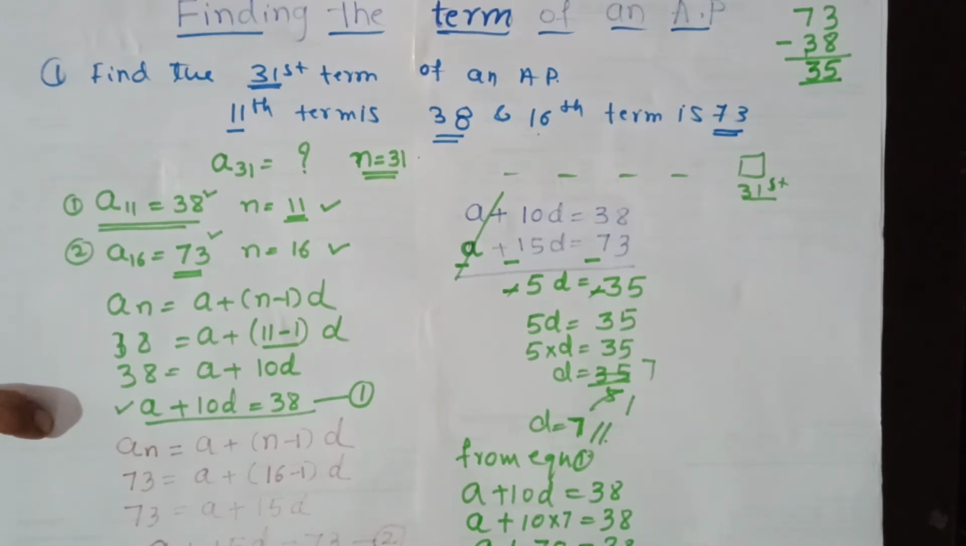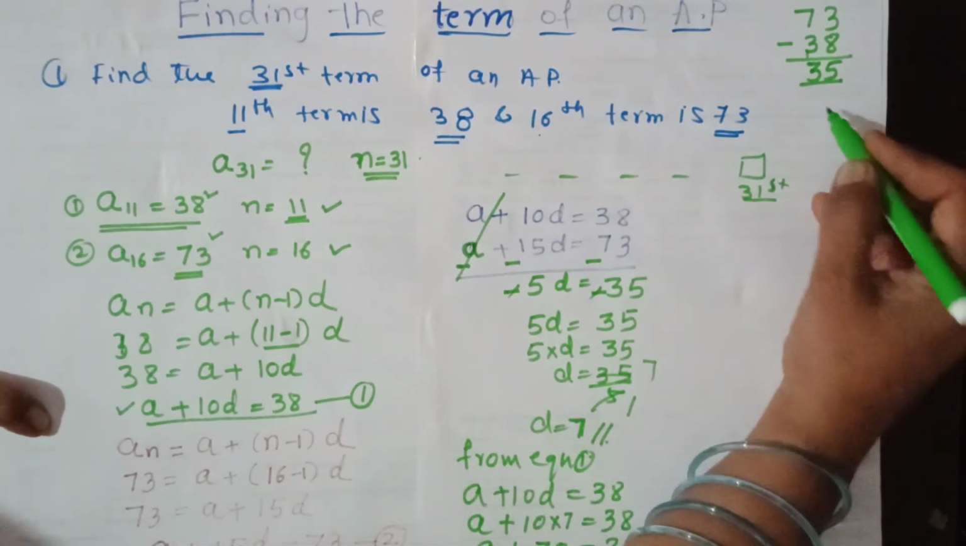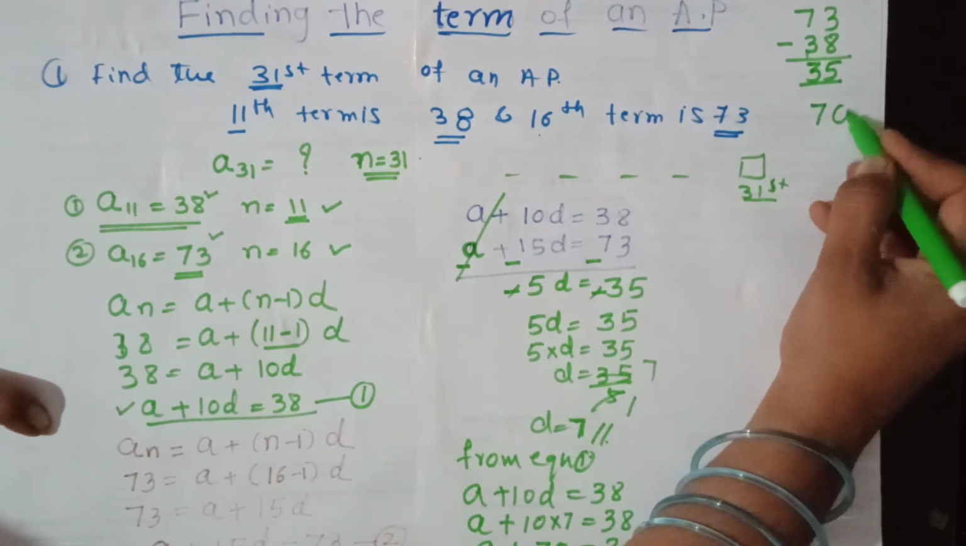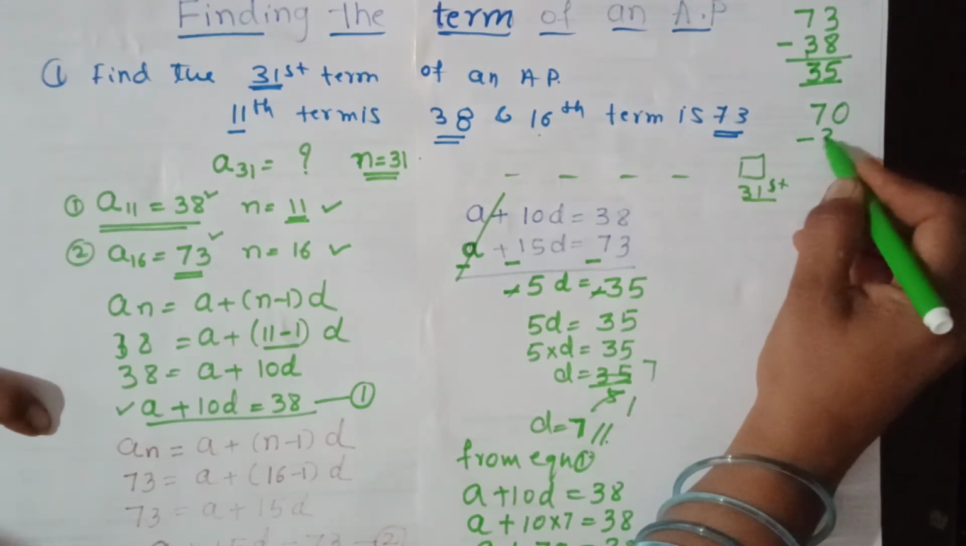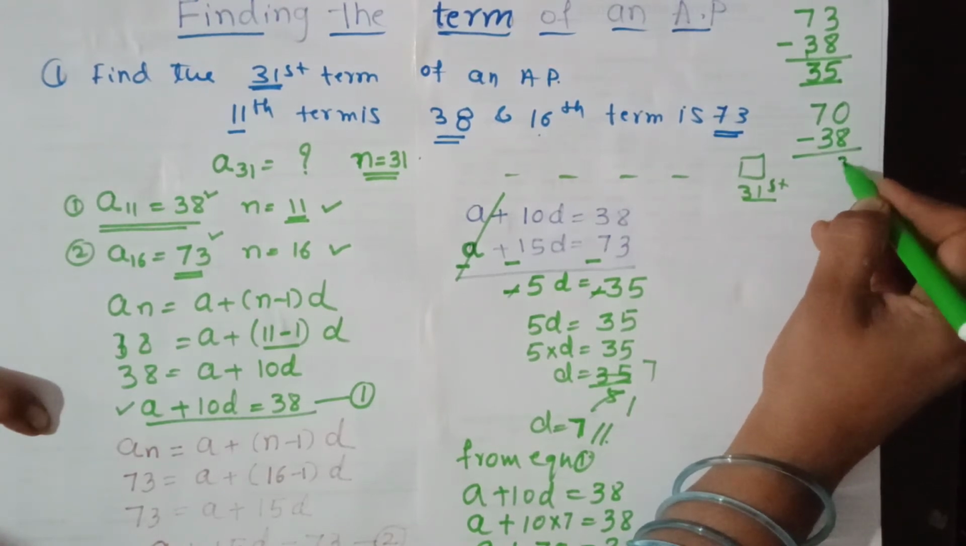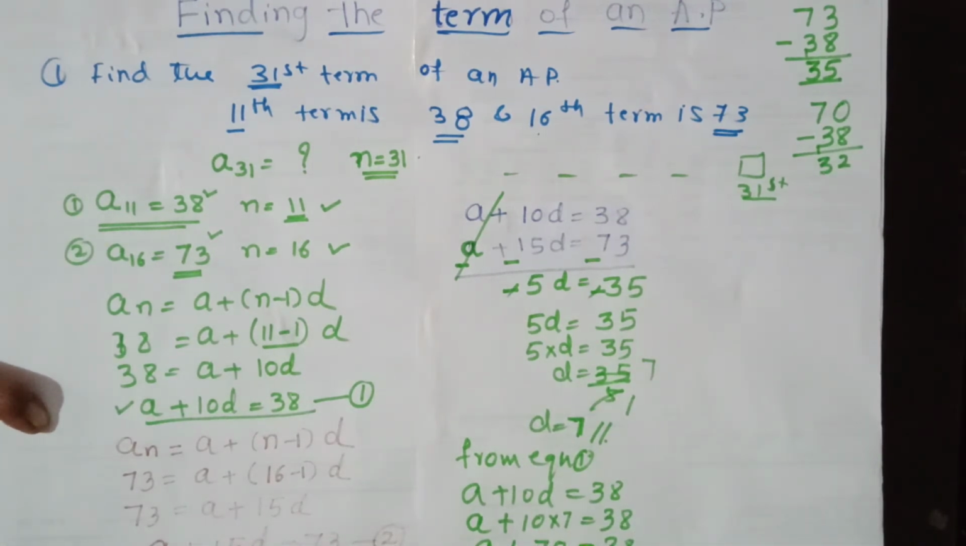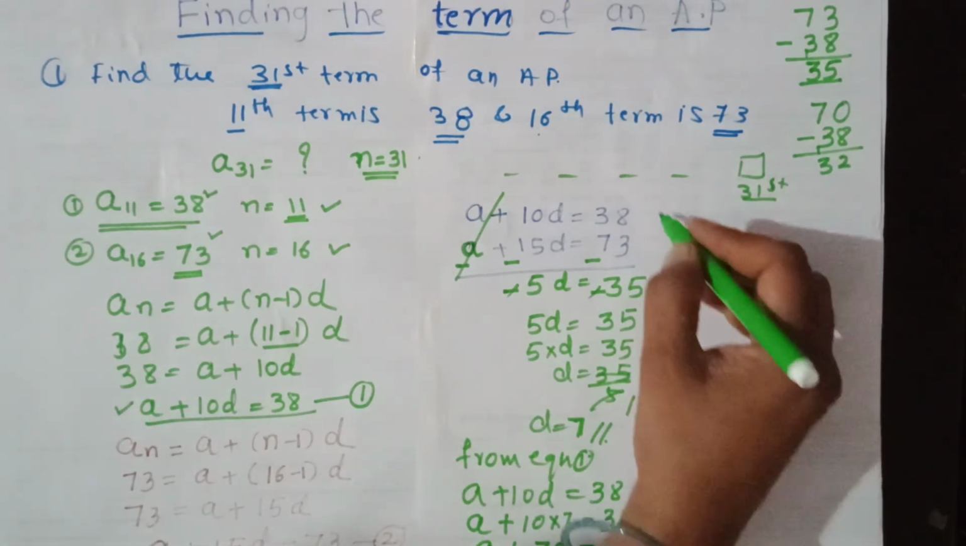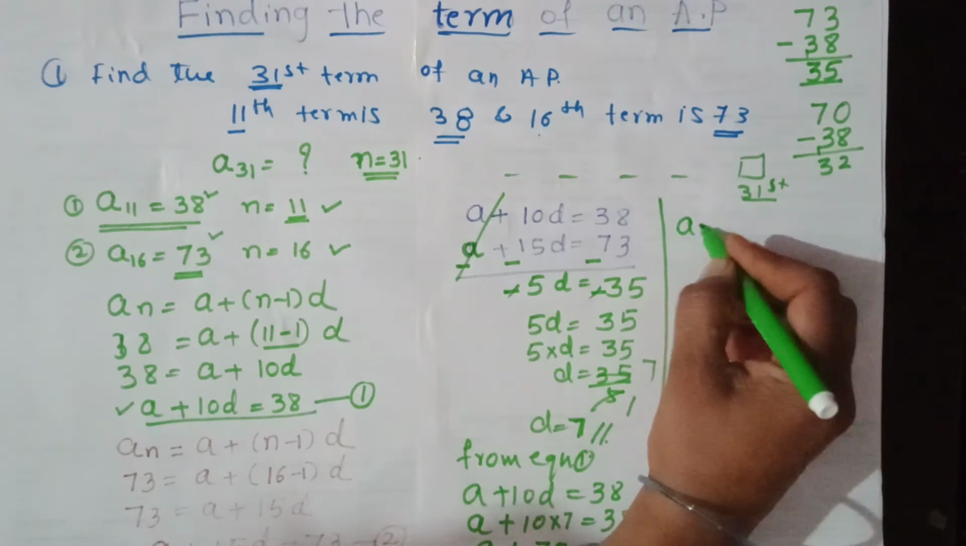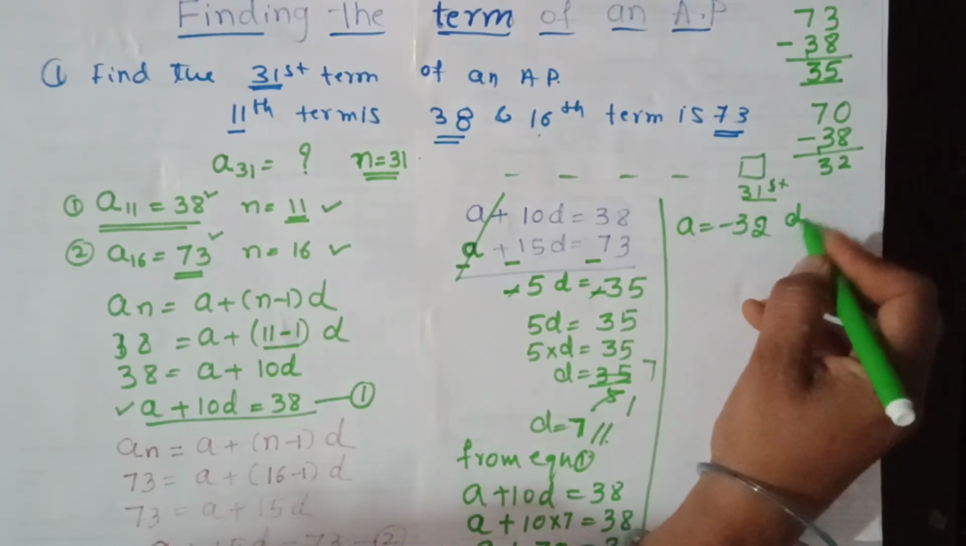Then a is equal to 38 minus 70. Now we cannot subtract 70 from 38 directly. How to subtract and add positive and negative numbers, I have explained in my first video. You can refer to that. 70 minus 38 will do. 10 minus 8 is 2, and 7 minus 4 is 3, so the subtraction is 32. What is the sign here? The bigger number has the minus sign, so you are getting the minus sign. That means here you have got a is equal to minus 32 and d is equal to 7.